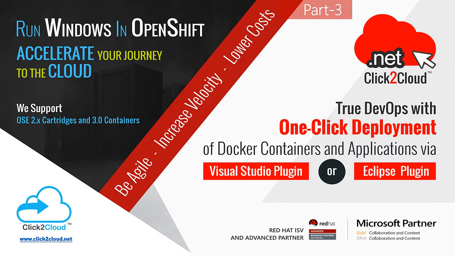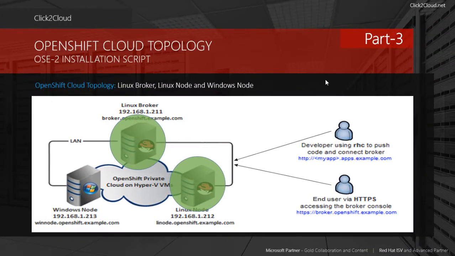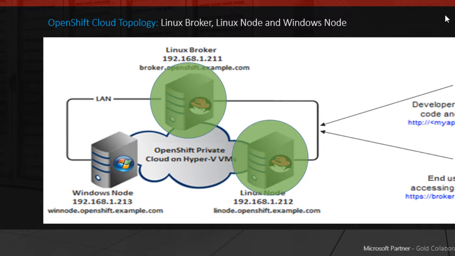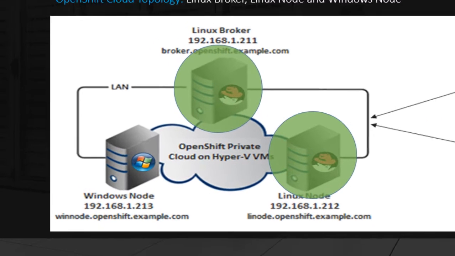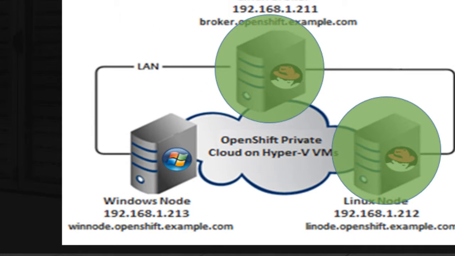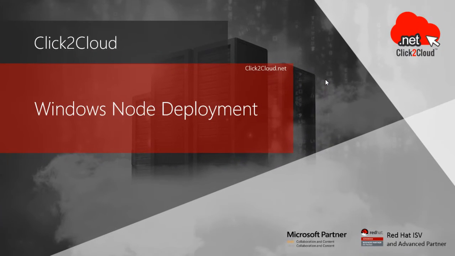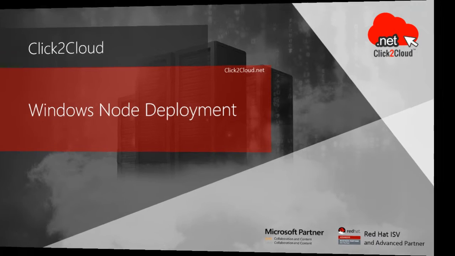In the previous two videos of the OpenShift Enterprise installation script series, we saw the successful deployment of the OpenShift Linux Broker and Linux Node. In this video, I'm going to show you how to deploy the OpenShift Windows Node on your machine. The IP and hostname displayed here will be used in the demonstration. Let's move ahead with the demonstration.